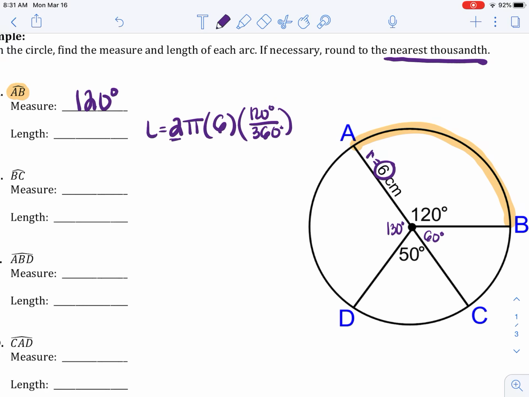So in my calculator, I'm going to hit 2 pi. You don't have to hit the times sign, it's implied. Parentheses, 6, close the parentheses. Open a new parentheses, 120 divided by 360, close the parentheses. If you type it that way, you should get the right answer.